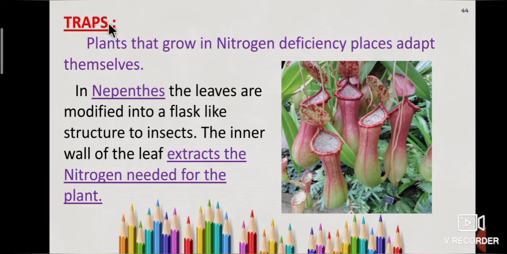Last one, traps. Plants that grow in nitrogen deficiency places adapt themselves. In Nepenthes, the leaves are modified into a flask-like structure to trap insects. The inner wall of the leaf extracts the nitrogen needed for the plant.